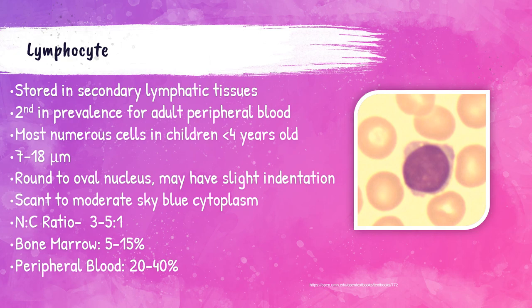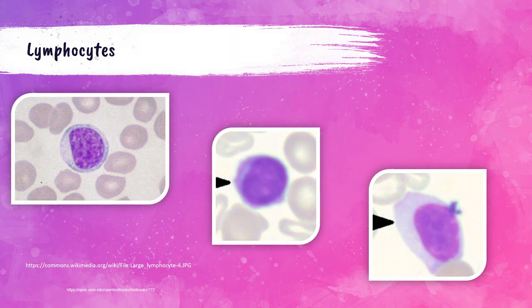Let's look at the next slide here. So all of these cells here are lymphocytes, all right? And you can see how they're a little bit variable. Sometimes the cytoplasm is a little bit larger, sometimes the overall cell is bigger than a normal looking mature lymph, but there is some variability.